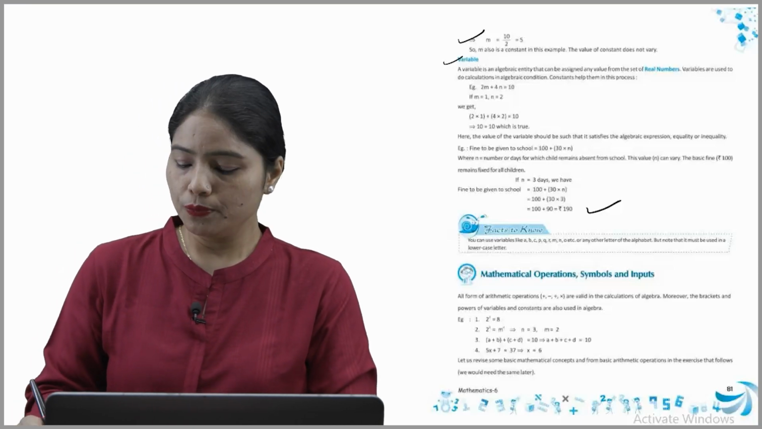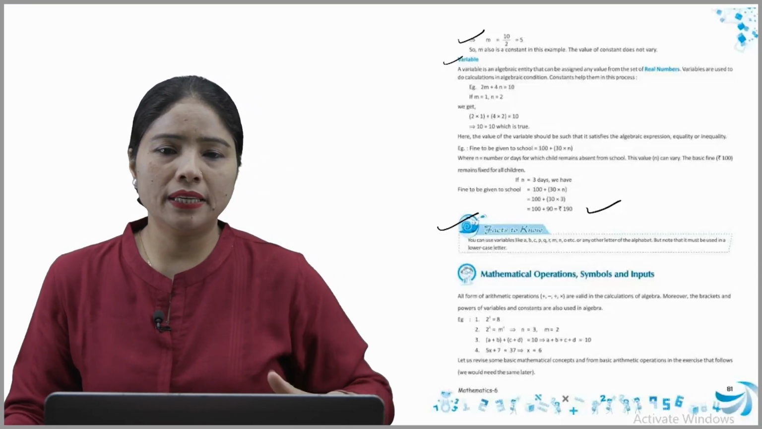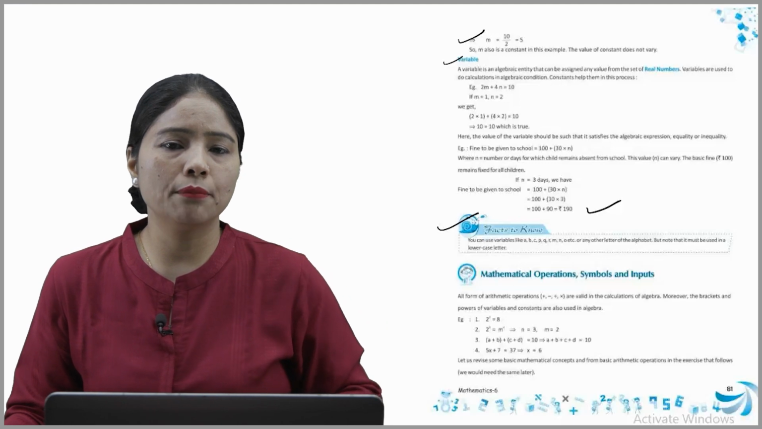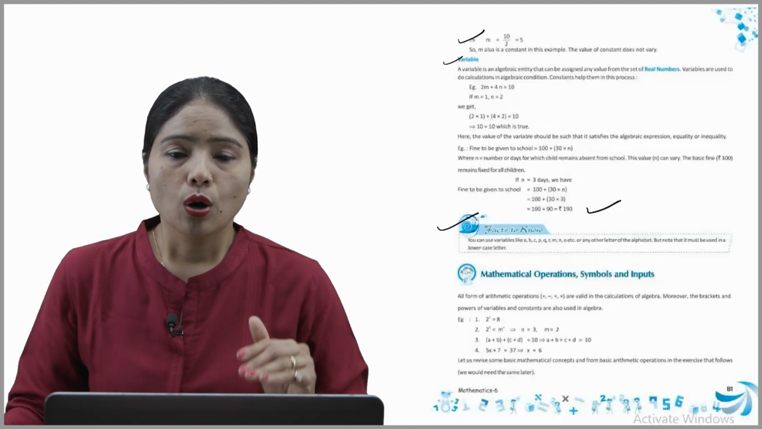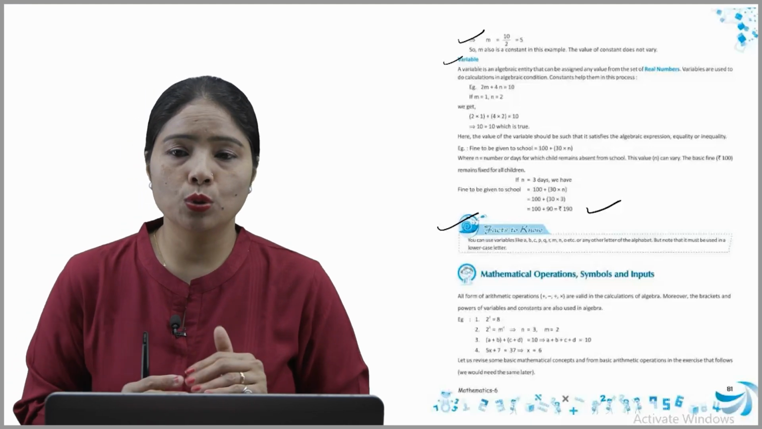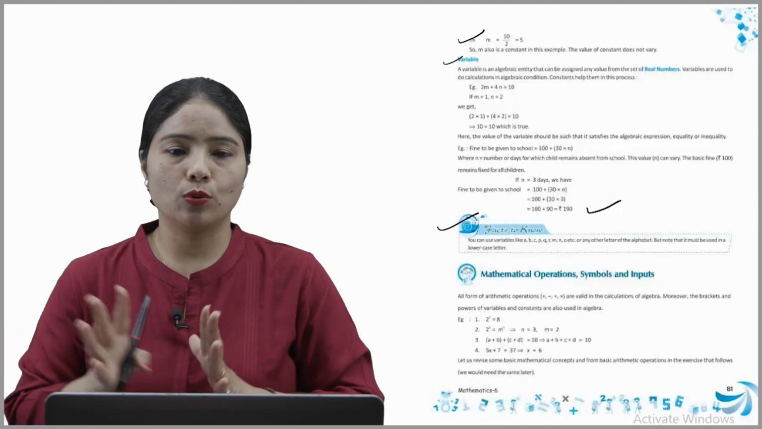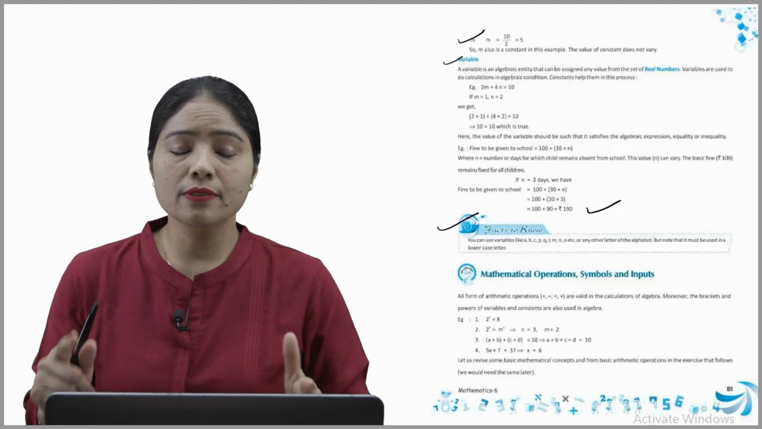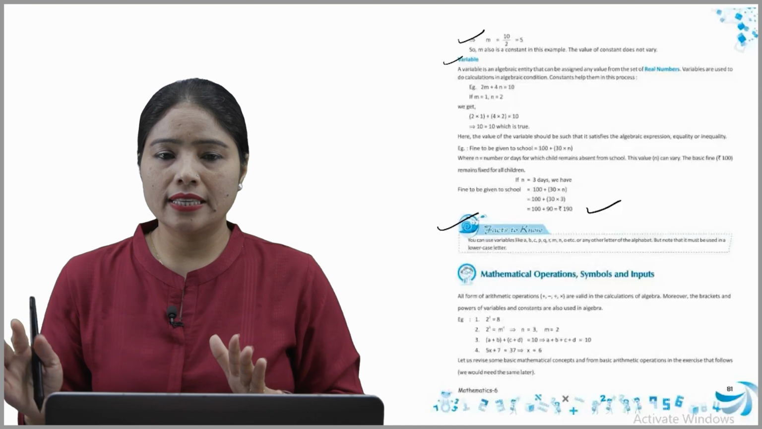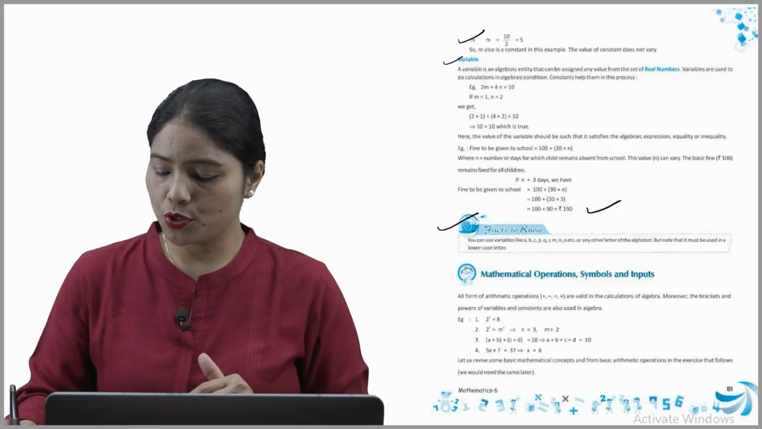Now facts to know. You can use variables like a, b, c, p, q, r, m, n, o, etc., or any other letters of the alphabet. But note, it must be used in lowercase letters only. Hope you understood well. So now the next one is mathematical operations, symbols and inputs.